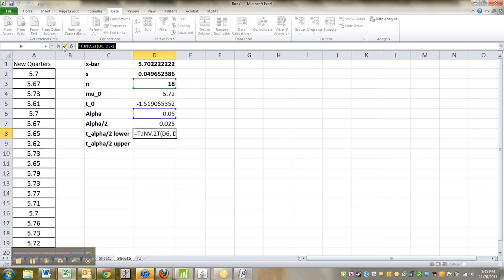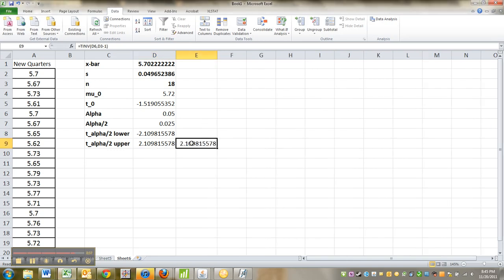So here, there you go. Typed it in. And this value would just be the negative of that value. Okay. Poof. It took me a second. I had to remember how to do it. T inverse is the same thing. You go T inverse D6, which would be alpha, comma, D3 minus 1, which is your degrees of freedom, and you get the same number. And then to find the other one, you can just take the opposite of that.